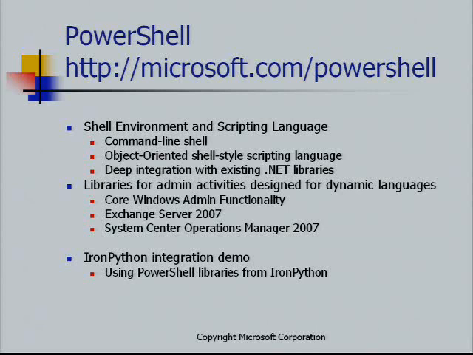I want to first talk about PowerShell, which is one of the Microsoft dynamic languages. There's a URL you can find to find a lot more about PowerShell. They have better documentation than codeplex.com/IronPython. It's a shell environment and a scripting language. It's a command line shell plus an object-oriented shell-style scripting language with deep integration with existing .NET libraries. So it's another one of these .NET languages that can use all of the value that you have in the frameworks. So if you happen to be looking for a shell-style language, PowerShell gives you that language as one of the .NET languages that you can use with the rest of the framework. If you want a language like Python, you have that. This language choice is one of the things that makes me really excited about .NET.